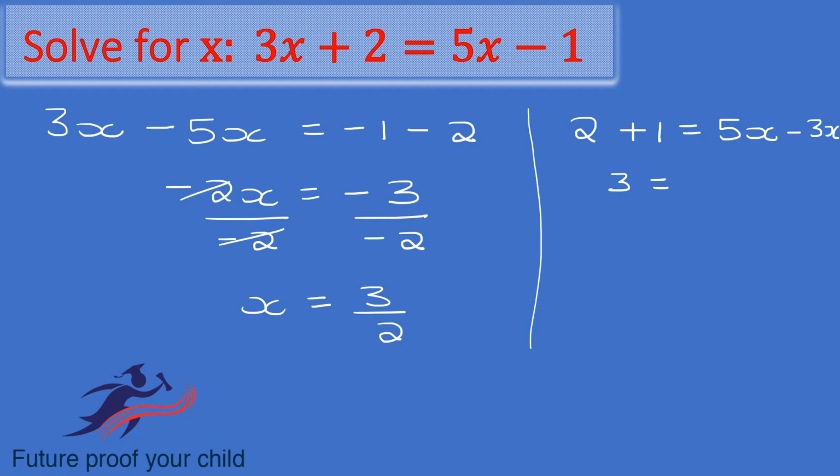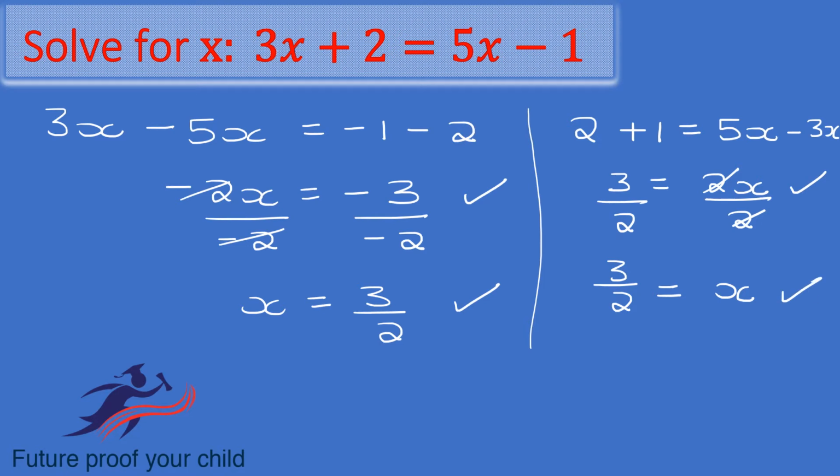5x minus 3x is 2x. To isolate the x, I divide by 2 on both sides. So I get 3 over 2 equals, and on this side the 2's cancel, so the answer is x. Mark allocation. If you can get to minus 2x equals negative 3 in this case, and then x equals 3 over 2. Over here, if you can get 3 equals 2x, and 3 over 2 equals x. Regardless of which option you choose, as long as you get the correct answer.